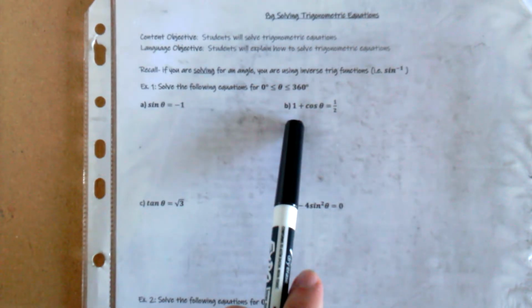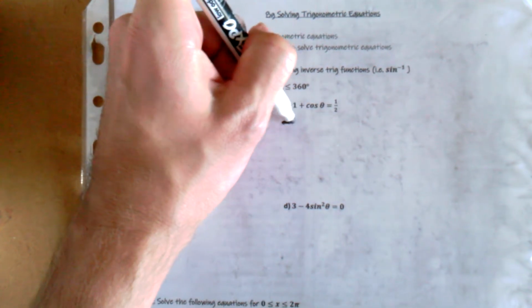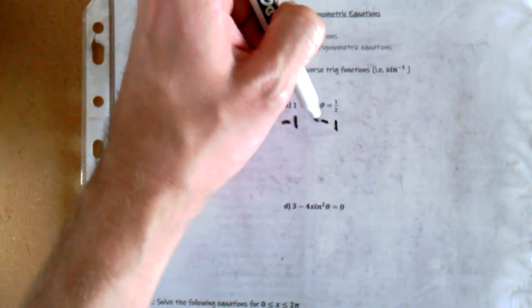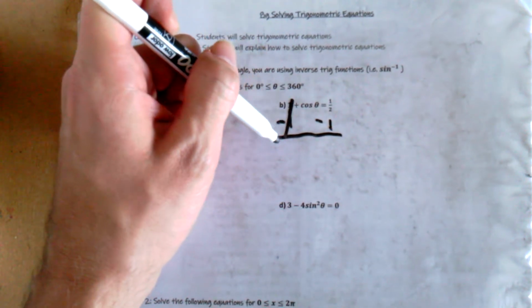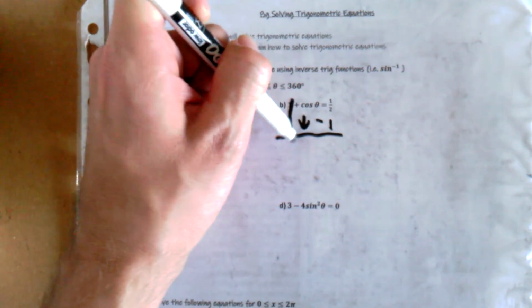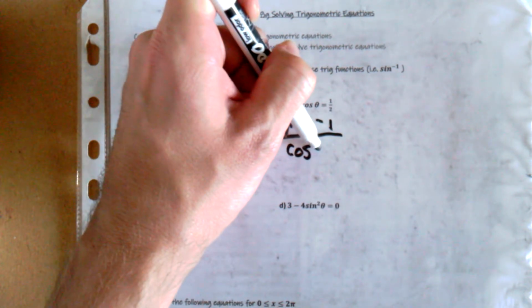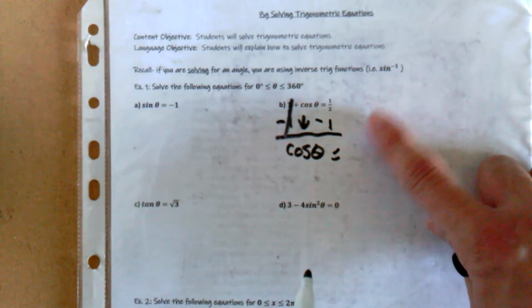So to do that, we just want to get cosine by itself, so we can solve it like we would a regular equation. We can subtract 1 on both sides. 1 minus 1 is 0, or it just cancels out. We can bring down our cosine. Okay. And now what is 1/2 minus 1?